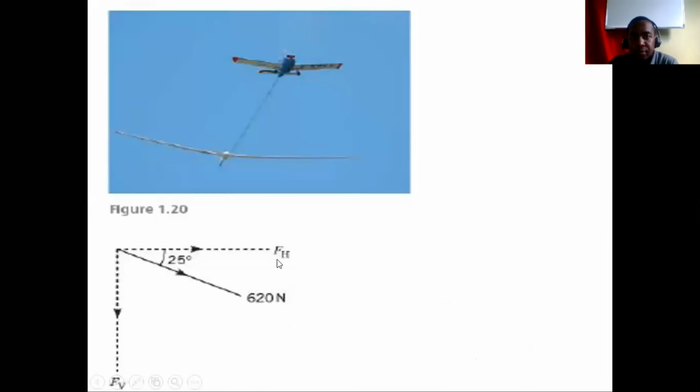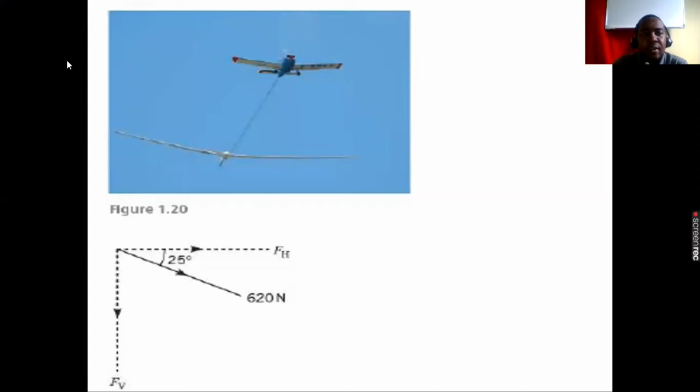The first thing is to make a sketch of the question if there is no diagram present. In this case, we have the plane and we have the glider. This is the tension force at 25 degrees to your horizontal, right there. The tension force here is at 25 degrees.